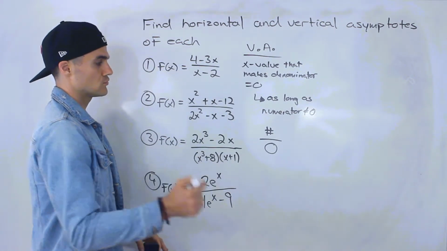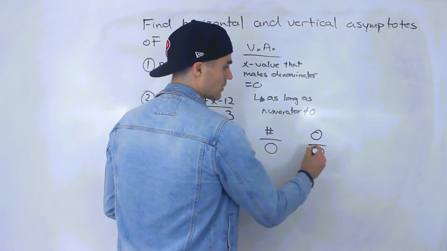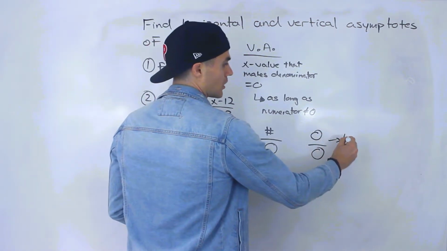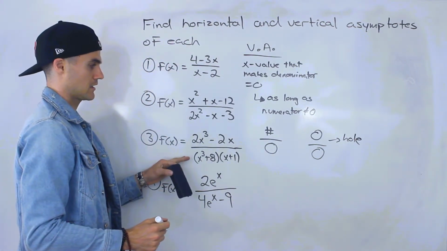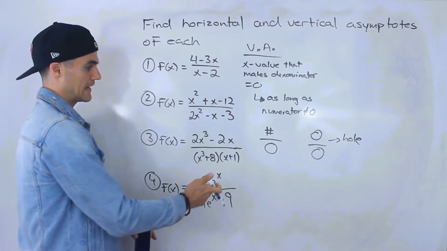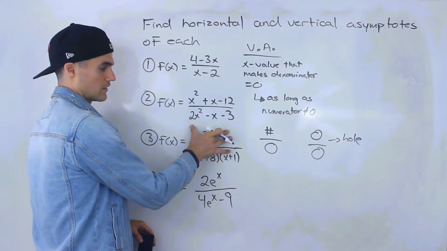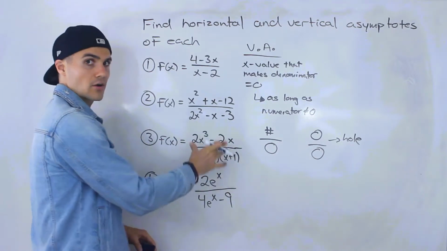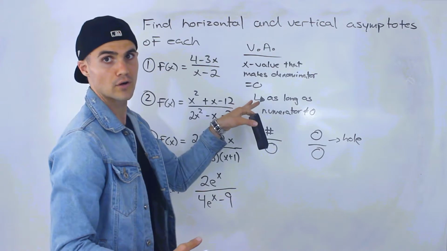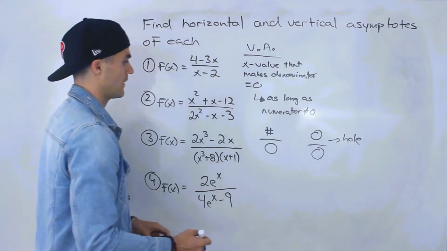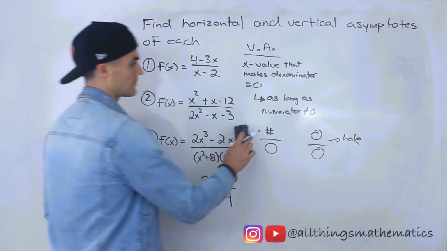But if you end up getting the result 0 over 0, that means that there's going to be a hole at that x value, and you're actually going to see that happen in number 3. Notice if we plug in -1 here into the denominator and then up here, the numerator and the denominator are both going to be 0. And that means there's going to be a hole there, not a vertical asymptote. So thought I would mention that, but I'll explain it a little further when we get to number 3.